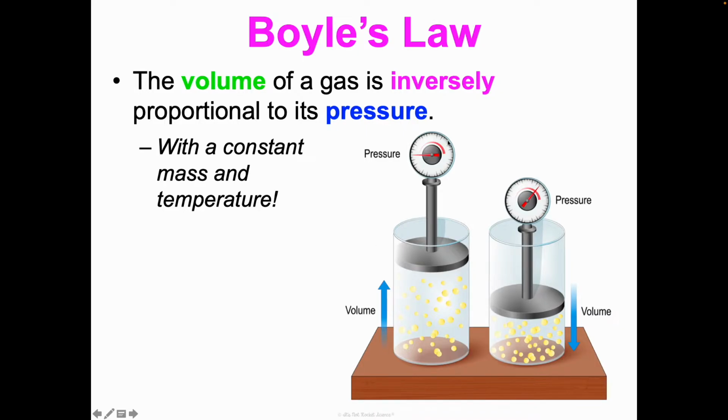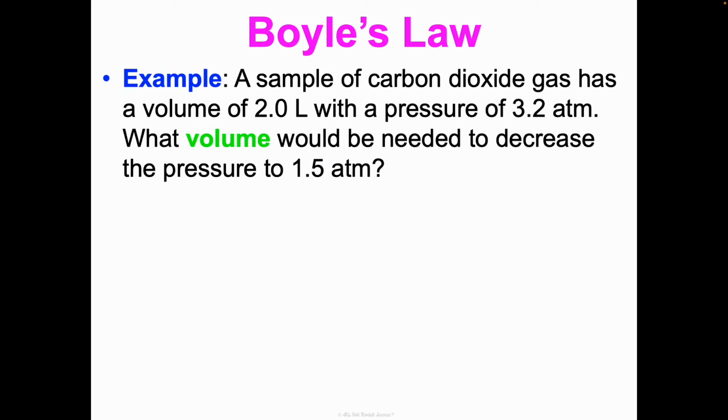And we can summarize this with an equation. P1 times V1 equals P2 times V2, where P1 and V1 are just our initial conditions, and P2 and V2 are just our changed conditions. Okay, so let's do an example. First we read: a sample of carbon dioxide gas has a volume of 2.0 liters with a pressure of 3.2 atmospheres. What volume would be needed to decrease the pressure to 1.5 atmospheres? Before you panic, let's just write what we know. Let's analyze the situation.